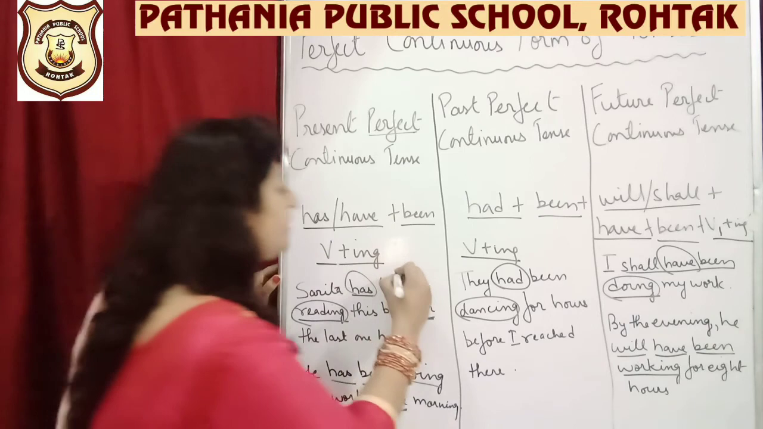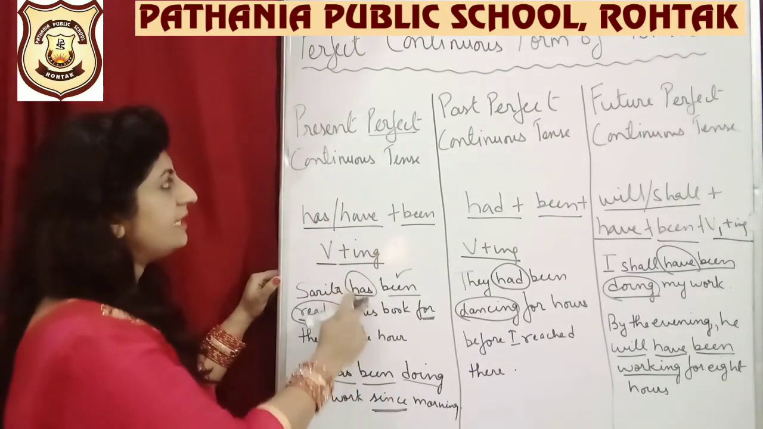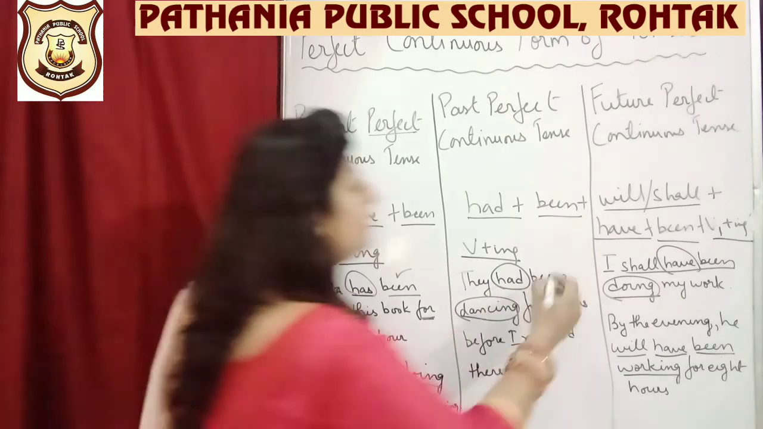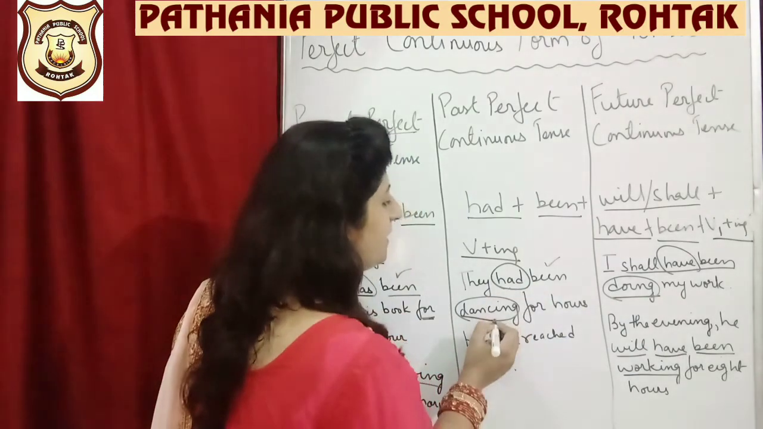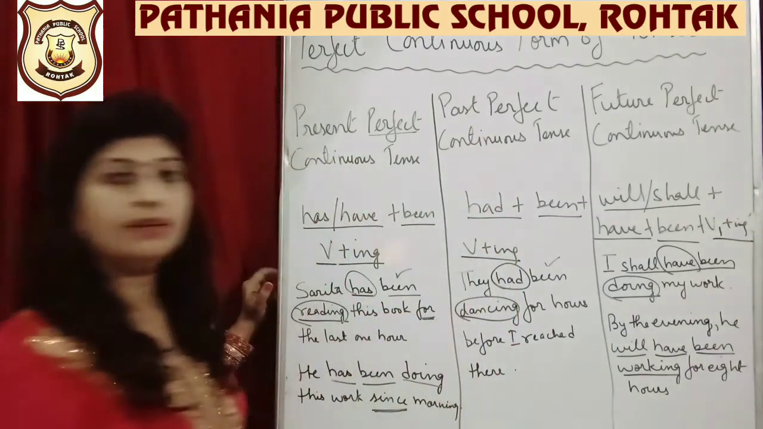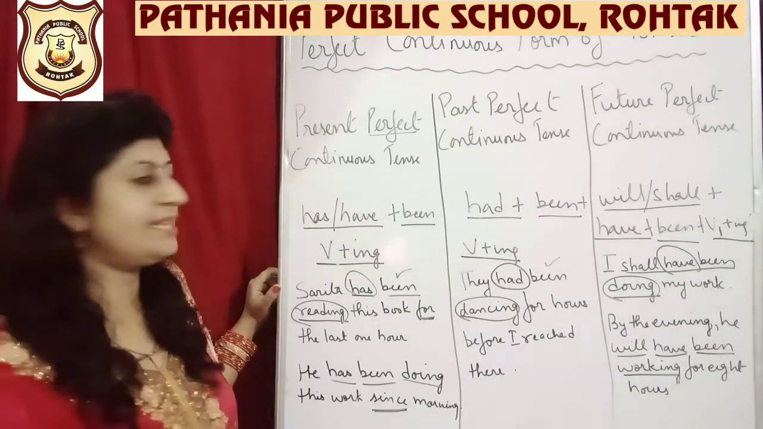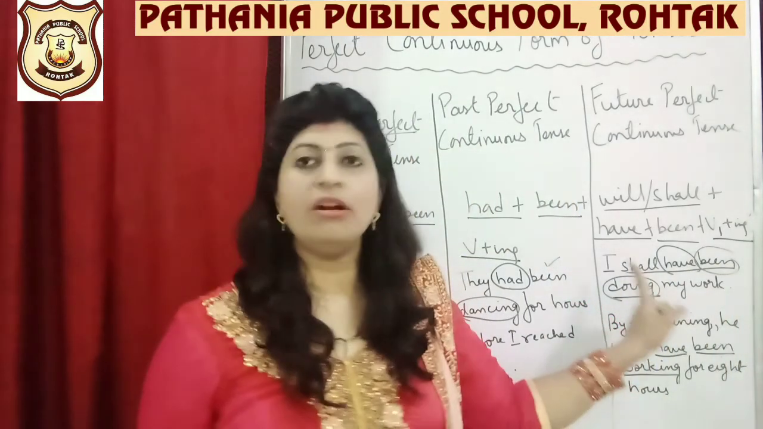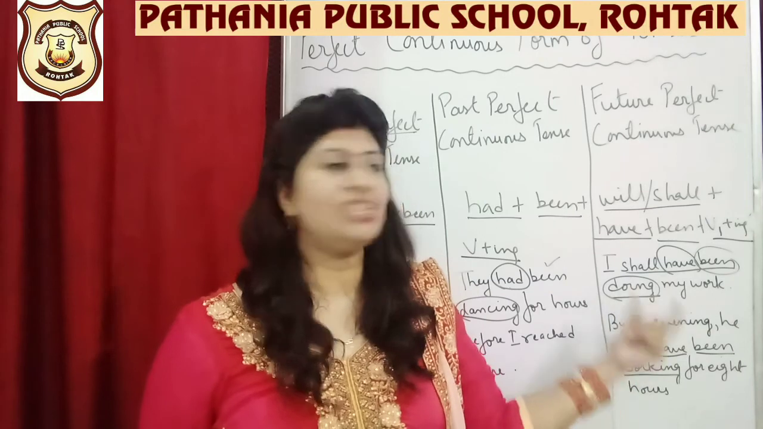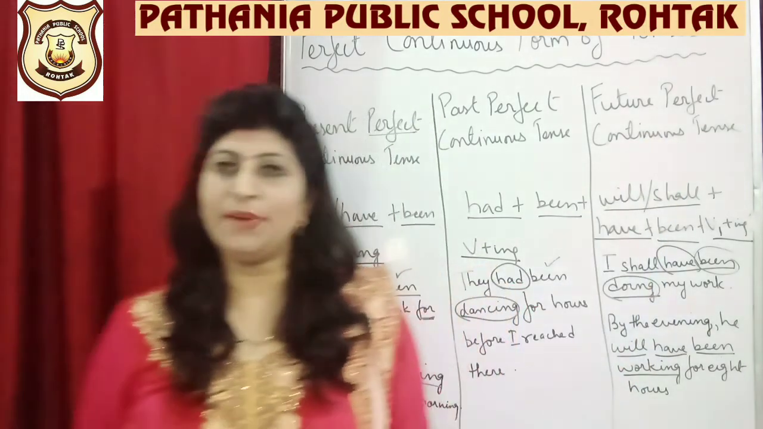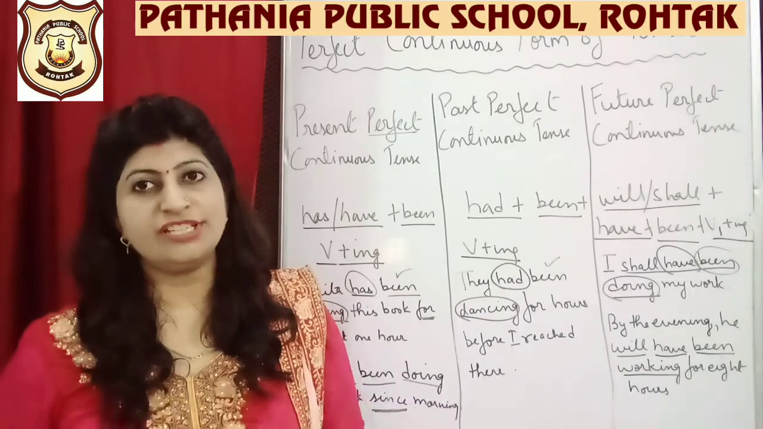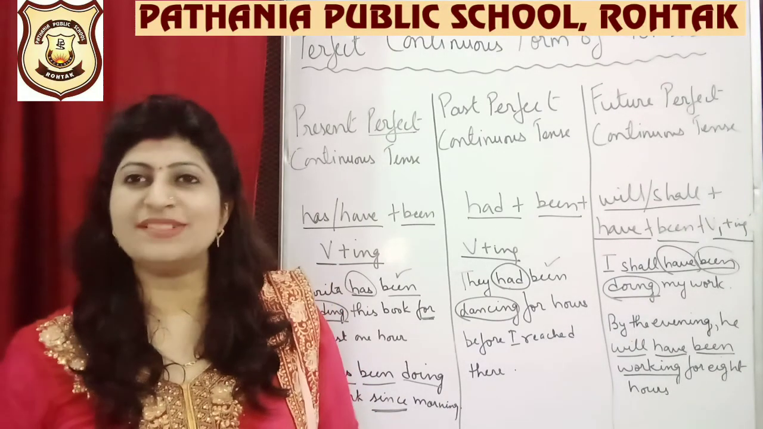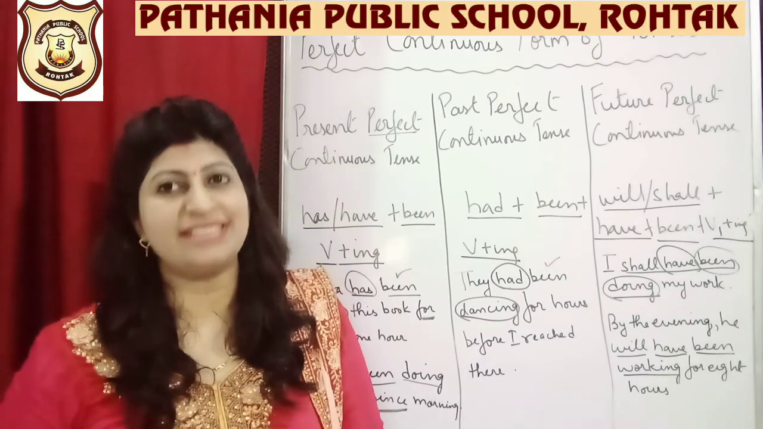When you see the word been with has, it is present perfect continuous. When you see the word been with had and V plus ing, it is past perfect continuous. When you see the word been with will or shall and V plus ing, you come to notice it is future perfect continuous tense. Okay. So these were your different forms of perfect continuous tenses.